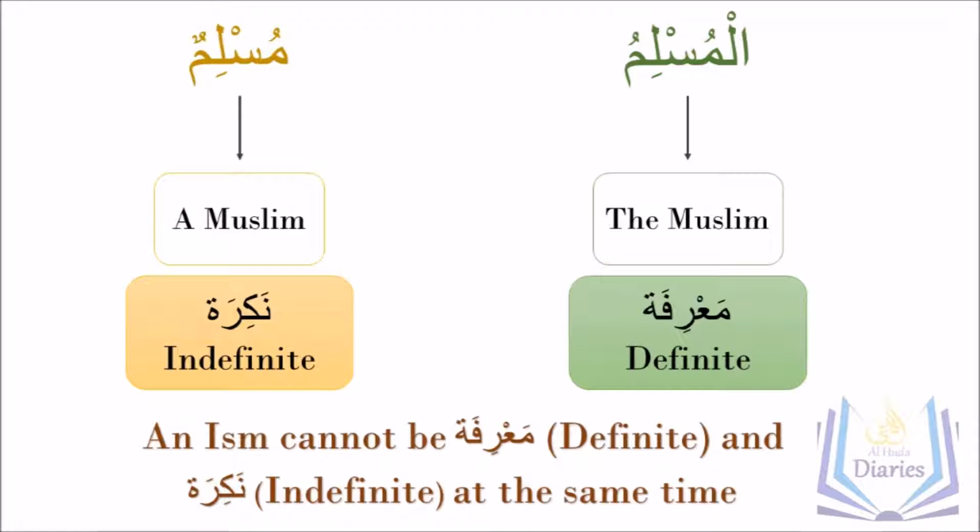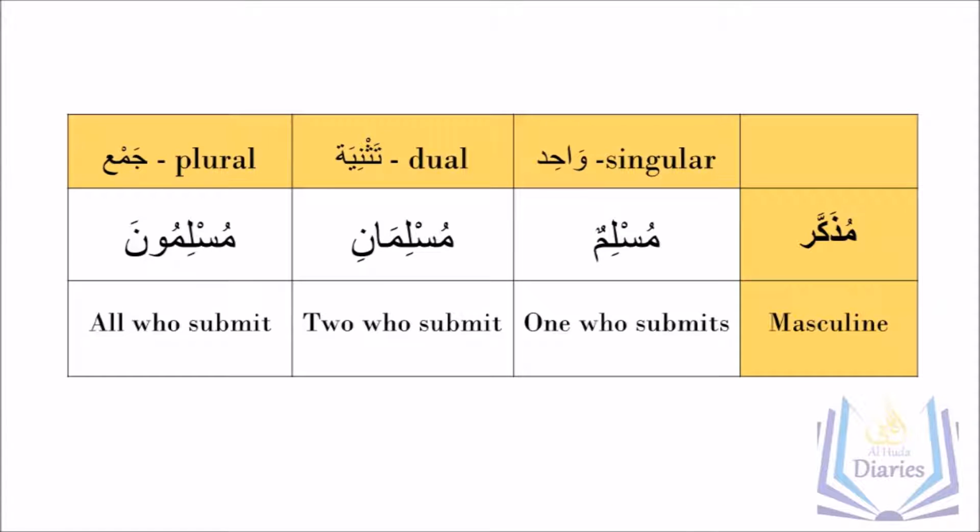Because a word, an ism, cannot be in the state of definiteness and indefiniteness at the same time. So you can either have a Muslim or you can have the Muslim. You can never have something like the Muslim. It's grammatically incorrect. Likewise, in Arabic also, you can either have Muslimun, a Muslim, or al-Muslimu, the Muslim. For the purpose of this example, we shall look at the words in the state of nakira, that is without the presence of alif lam, in indefinite state.